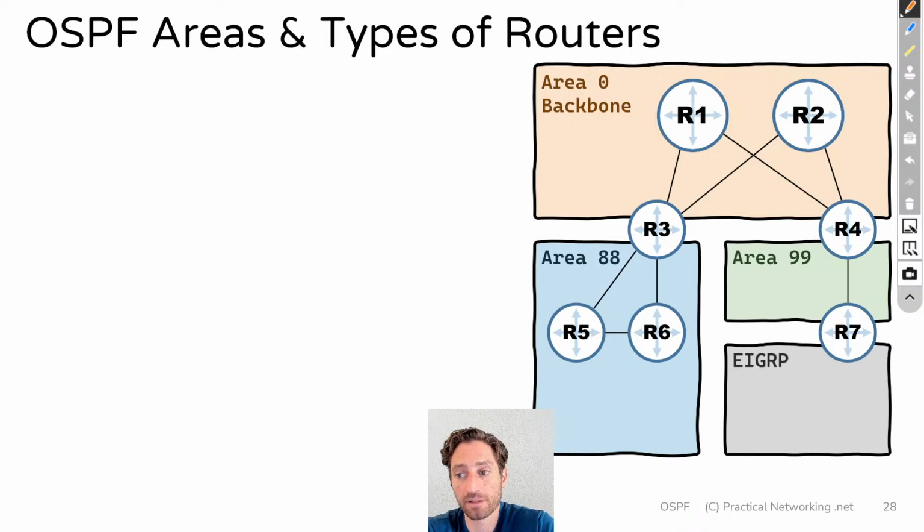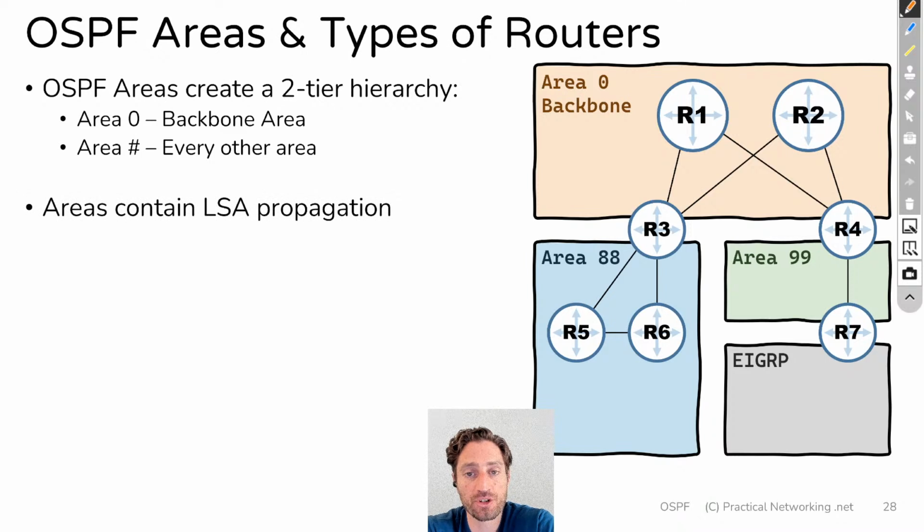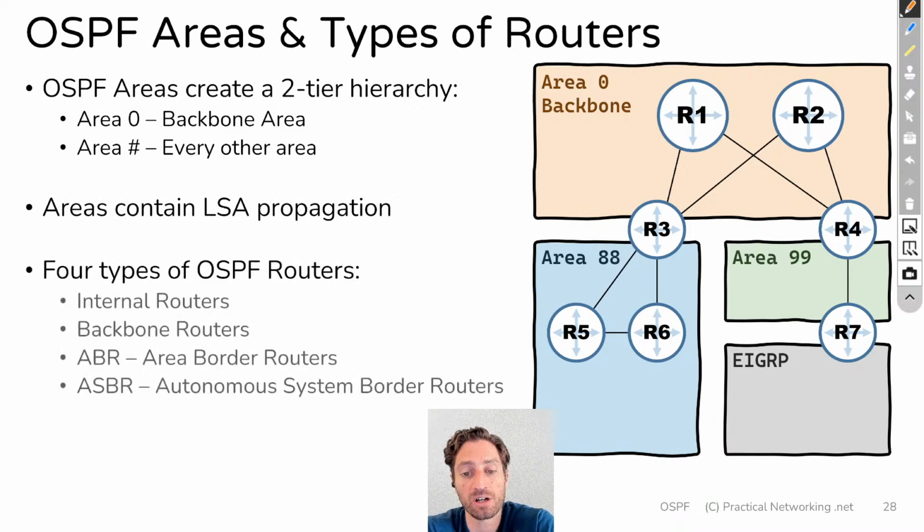Yeah, and that's it. So the main things we wanted to talk about in this particular lesson is understanding the two-tier hierarchy of OSPF area design, where you have area 0 as the backbone, the top, the king, if you will, and then everything else being connected into the backbone. And then understand that the purpose of areas is to contain LSA propagation, and of course the 4 types of routers that we talked about.